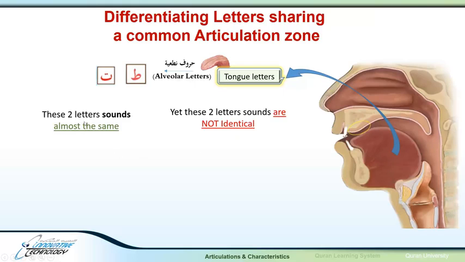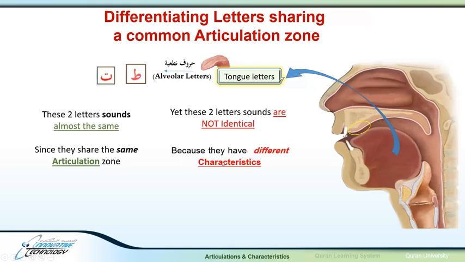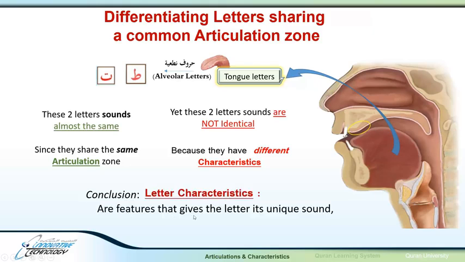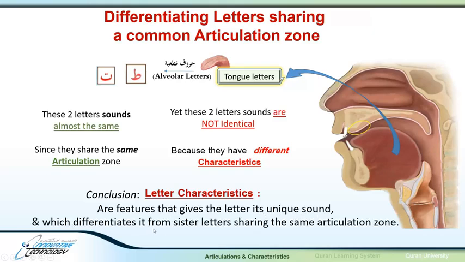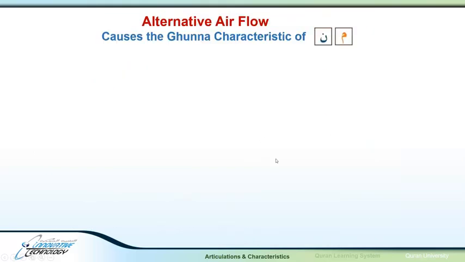These 2 letters sound almost the same because they share the same articulation zone. But they are not identical in their sound because each has a different characteristics group. So basically, we can conclude that letters' characteristics are features that give the letter its unique sound and which differentiate it from sister letters sharing the same articulation zone. Let's look at an example of such characteristic.